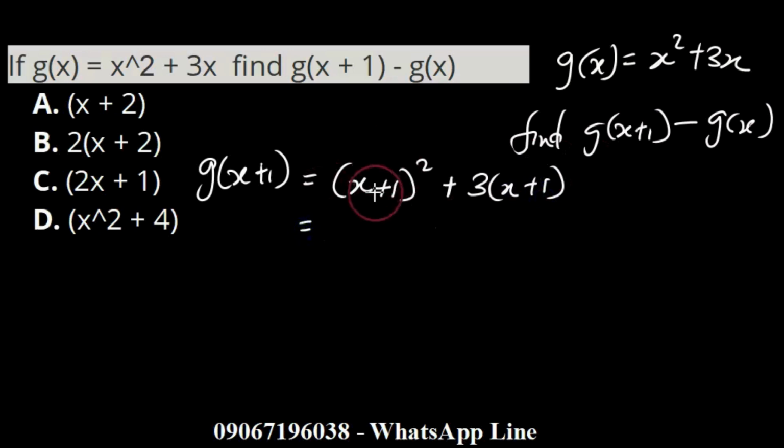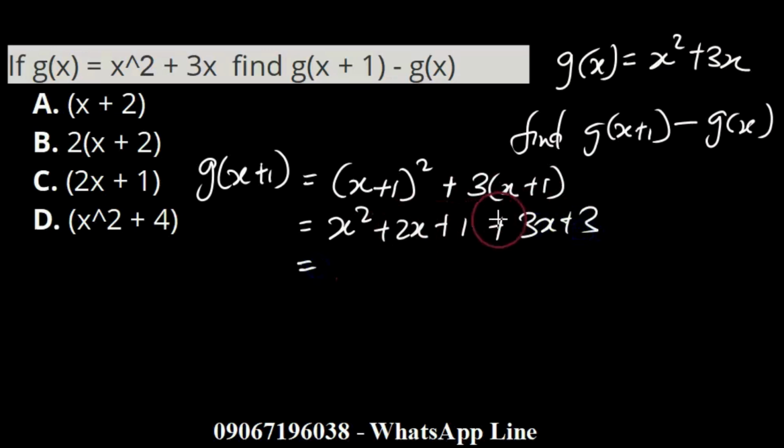Expanding this gives us x squared plus 2x plus 1. This times this is x squared, and x times 2 is going to give us 2x, and plus 1. Then finally this becomes 3x plus 3. So we take like terms. This gives us x squared, 2x plus 3x gives us 5x, so plus 5x, and plus 4. So this is what we will have for g of x plus 1.